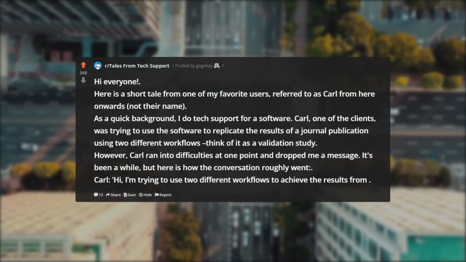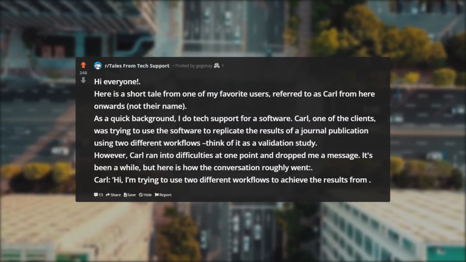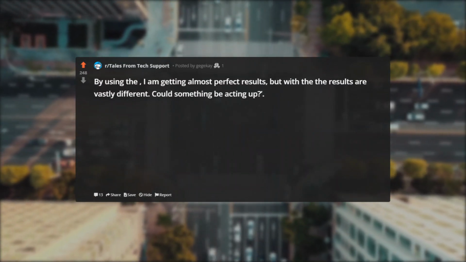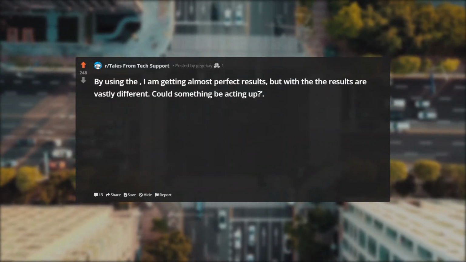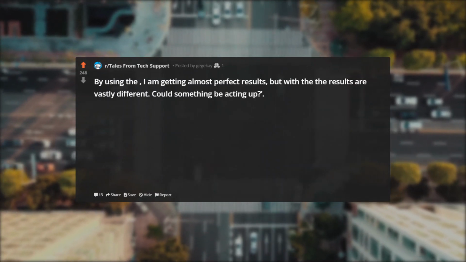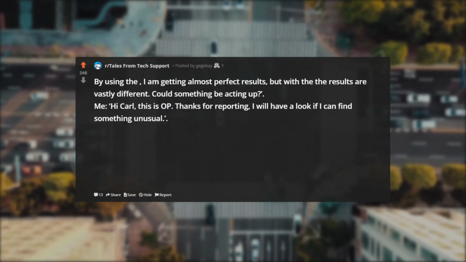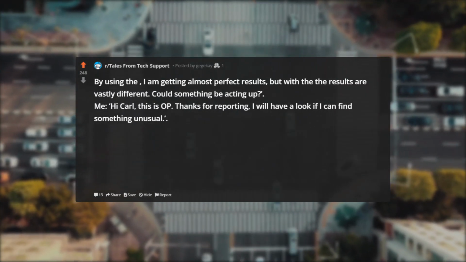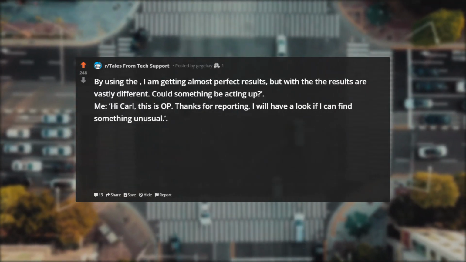Carl: Hi, I'm trying to use two different workflows to achieve the results from the publication. By using the first I am getting almost perfect results, but with the second the results are vastly different. Could something be acting up? Me: Hi Carl, this is OP, thanks for reporting, I will have a look if I can find something unusual.